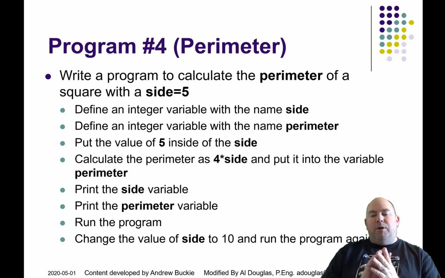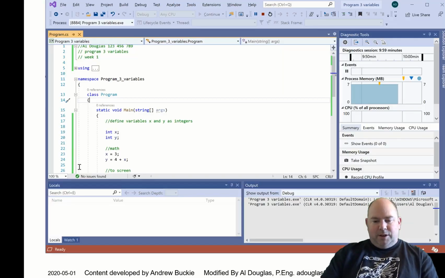And then we're going to output the value of side, and output the value of perimeter. Then we're going to run it. Okay? Then we're going to change that value of the side to 10, run it again. All right, so let's go through all this. We're going to go pretty fast. See what it looks like.